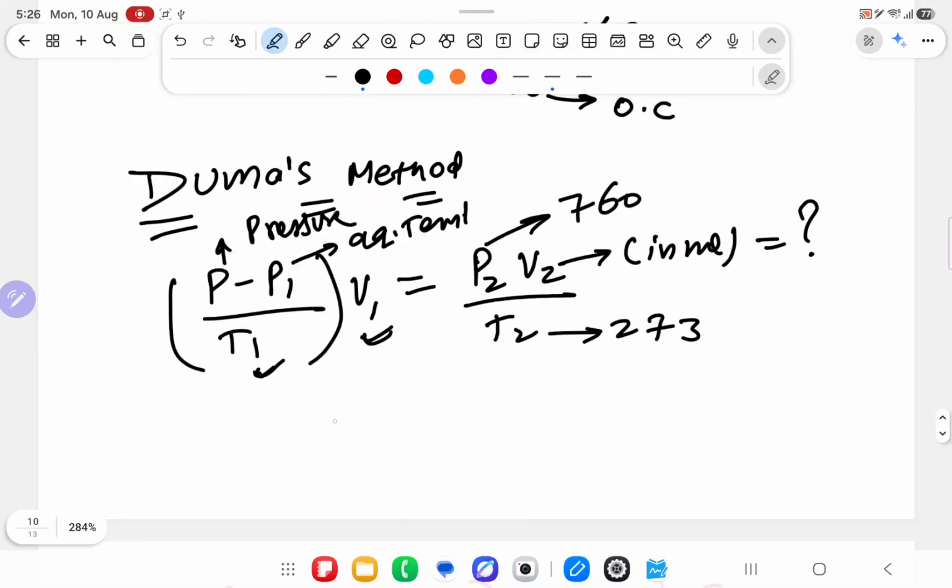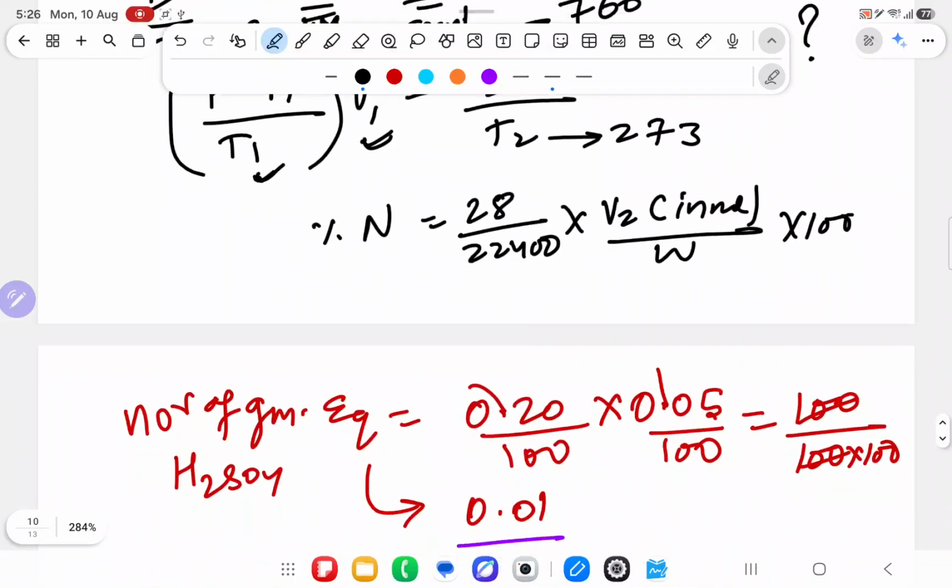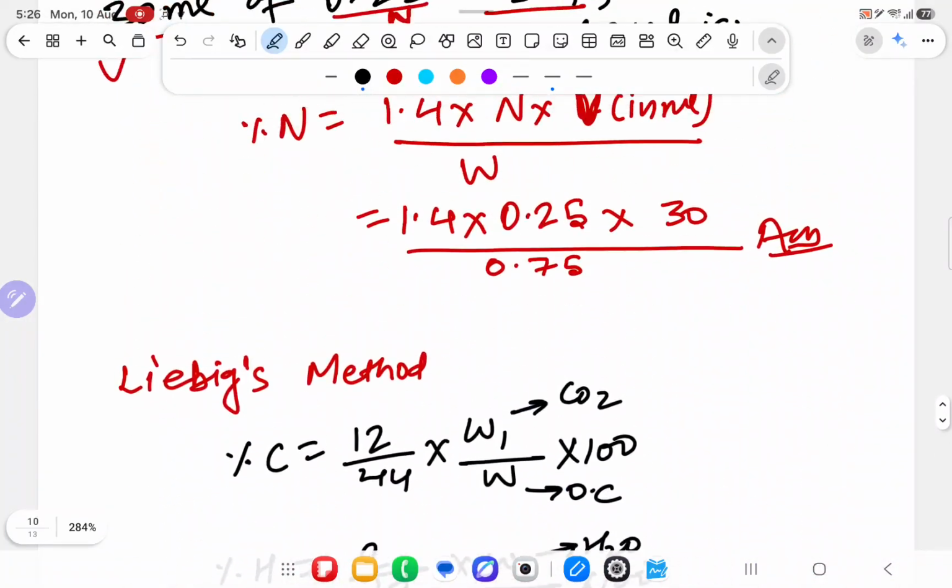Dumas method. After finding V2, you will use the formula: percentage of nitrogen is 28 by 22400 into V2 in milliliter, divided by weight of organic compound, into 100. This is the Dumas method.